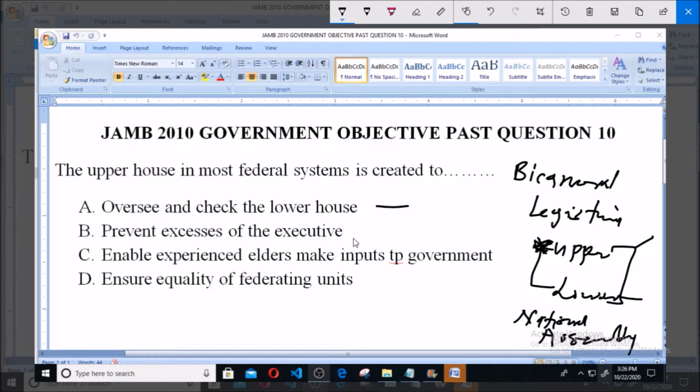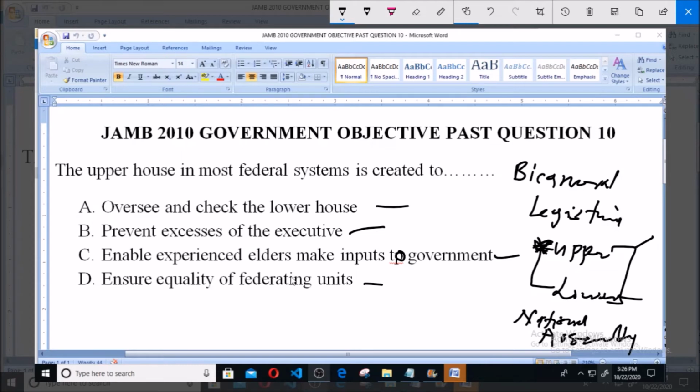So option A says oversee and check the lower house. Option B says prevent excess of the executive. Option C says enable experienced elders make inputs to government. Option D says ensure equality of federating units. All right, ensure equality of federating units. And of course, option D is the correct answer.